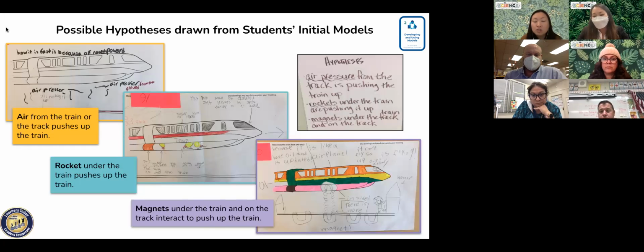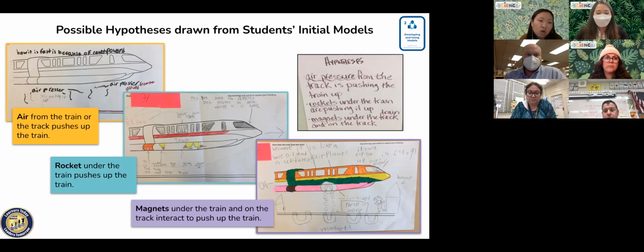The teacher could also use the models in this way. Drawing possible hypotheses from students' initial models could really validate their thinking in front of each other, their peers. So we might be able to group like models together and show certain claims that can be revisited throughout a unit. You saw that in the video series we saw about the second grade changing landforms.